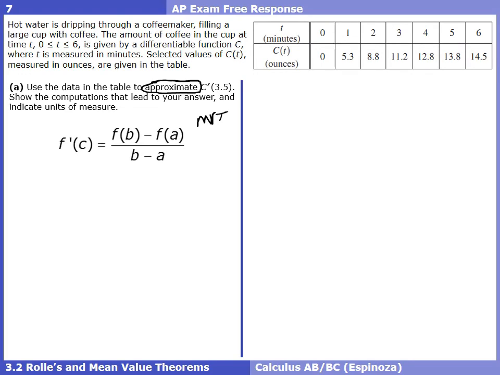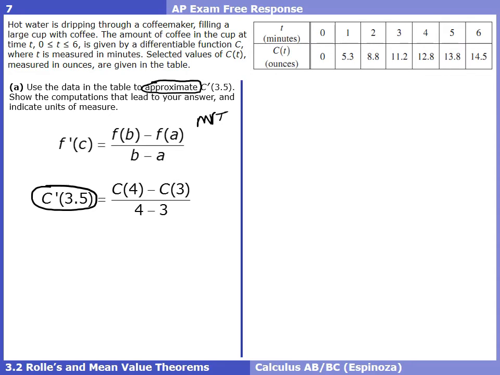Okay, so we're trying to find the derivative of c at 3.5. I'm going to go ahead and change this mean value theorem formula a little bit, just so it looks like the letters that were given in this particular problem. So we're trying to find what the derivative of c is at 3.5 as an approximation. Of course our function is not f, it's c in this particular problem. And the point in question, the little c from the formula, is 3.5.